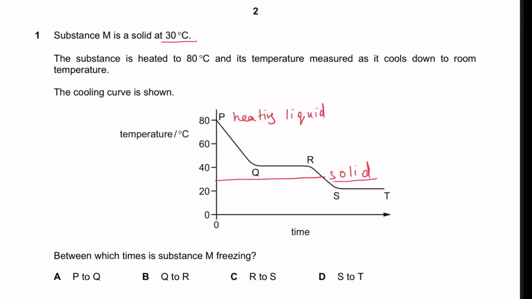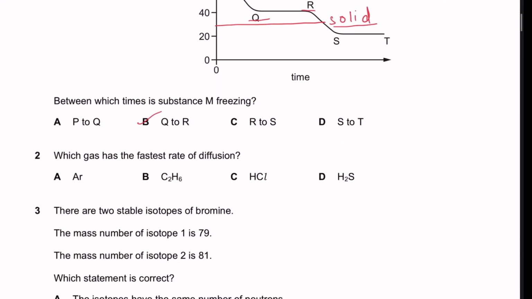So at P it's a liquid, so when it comes down from Q to R, it freezes and turns into a solid. So B, from Q to R.